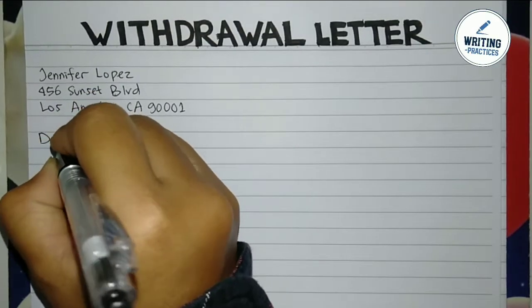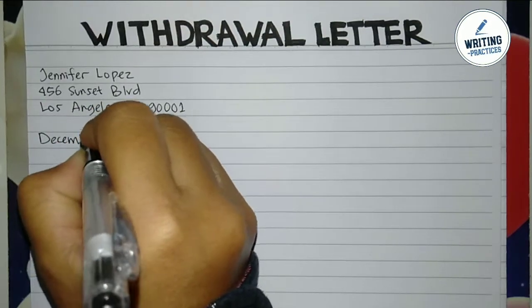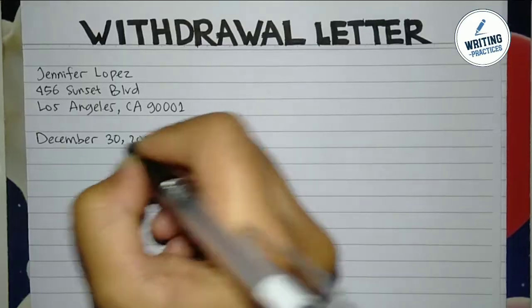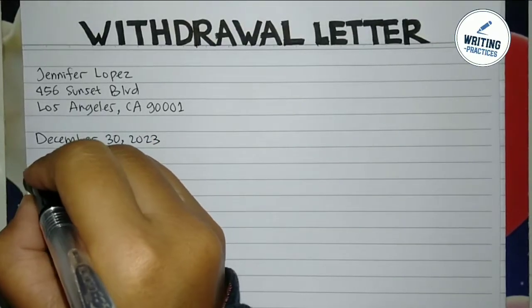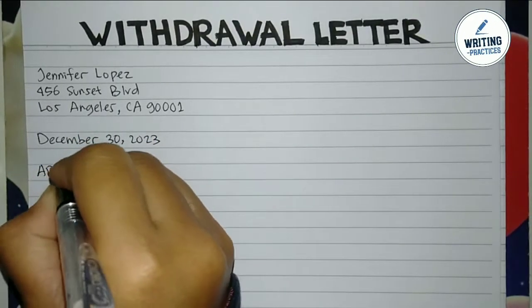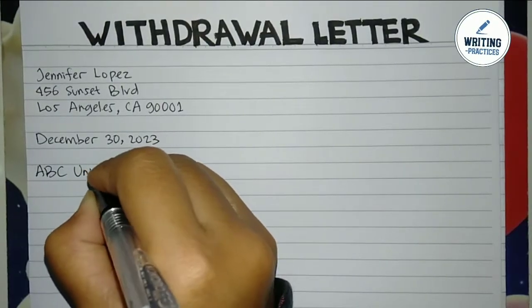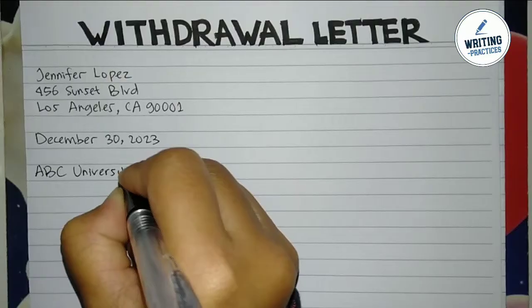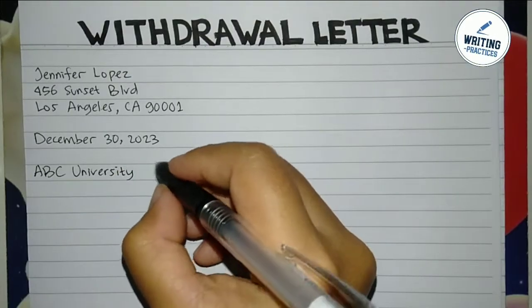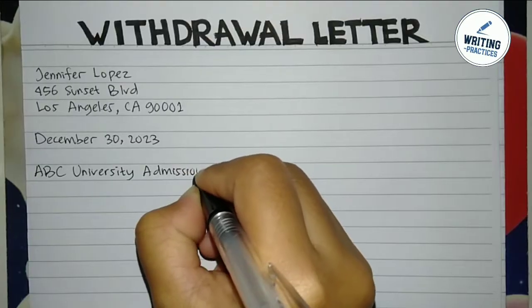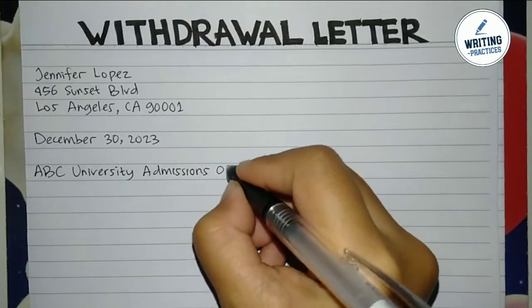Here, Writing Practices will show you how to write a withdrawal letter step by step. Check this out. First of all, you need to write information about yourself. Write your full name. Under it, write your home address. Don't forget to mention the home number, street name, city, state, and zip code. And then, write the date of the letter. You can use the format of month, date, and year.